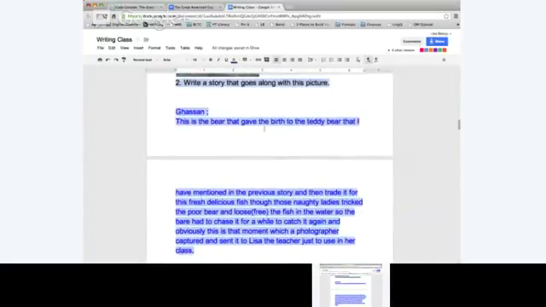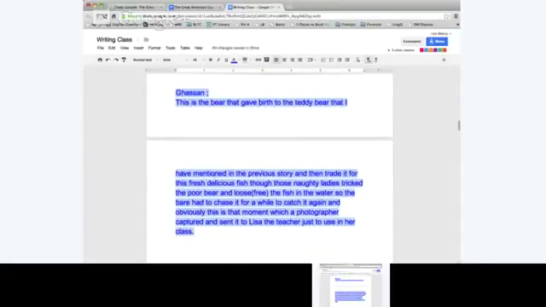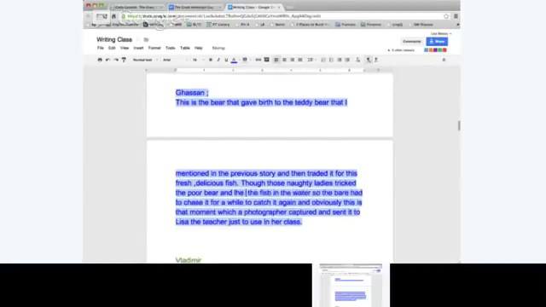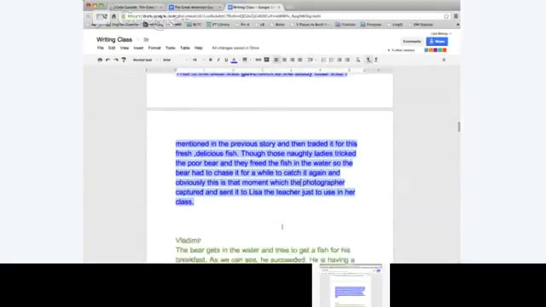This is the bear that gave birth to the teddy bear that I have mentioned in the previous story, and then traded it for this fresh, delicious fish. Though those naughty ladies tricked the poor bear, and he lost the fish. They free the fish in the water, so the bear had to chase it for a while to catch it again, and obviously this is that moment in which the photographer captured and sent it to Lisa, the teacher, just to use in her class. Great.